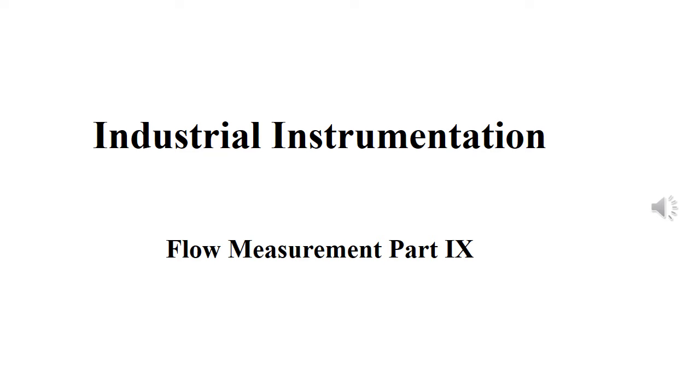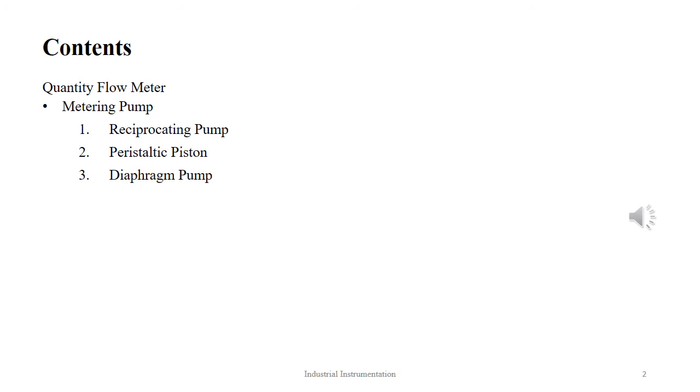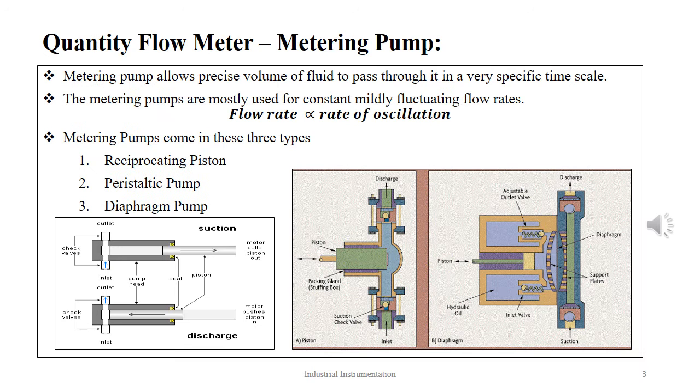In this tutorial on industrial instrumentation, we will talk about flow measurement part 9. The discourse contents are metering pump, under which we will see reciprocating pump, peristaltic pump and diaphragm pump. The second type of quantity flow meter is the metering pump.